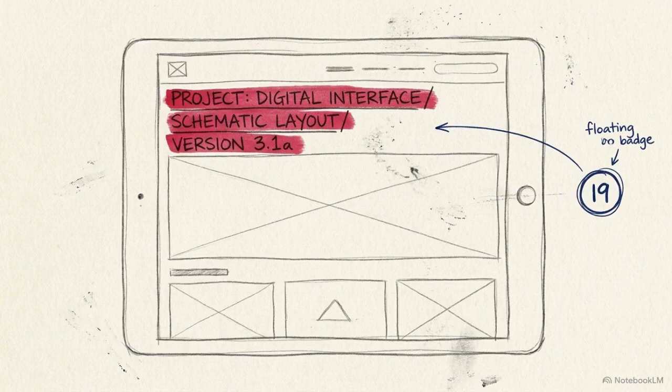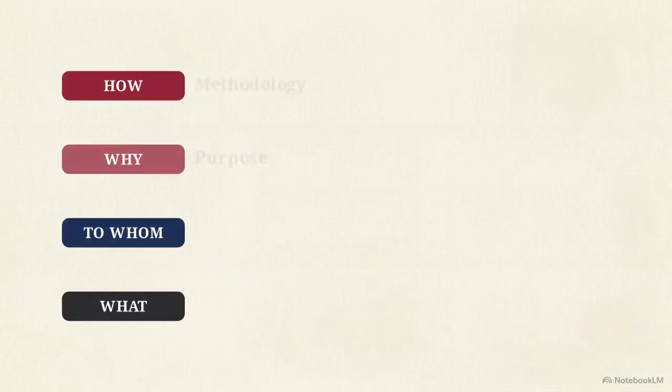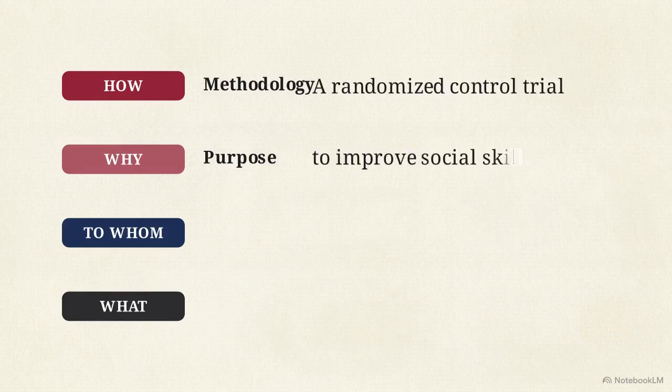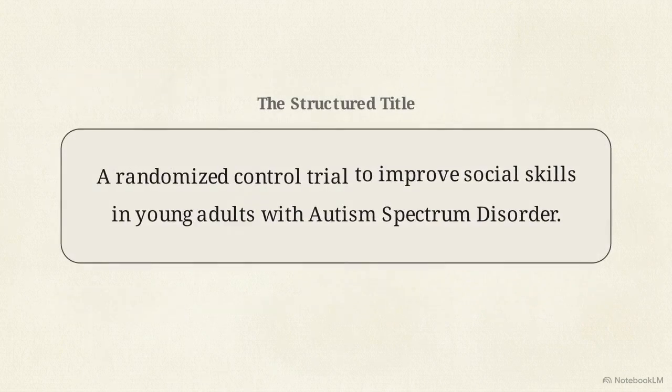Academic titles are intentionally long, averaging 19 words, to provide immediate technical clarity to other researchers. A well-constructed title acts as a one-sentence summary, containing 4 structural elements that define the entire study. Titles break into 4 categories: what, why, how, and to whom. The how and why reveal methodology and intent, like a randomized control trial to improve social skills. The to whom and what pinpoint subjects, adding in young adults with autism spectrum disorder.